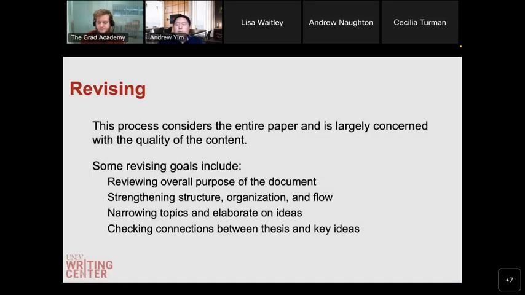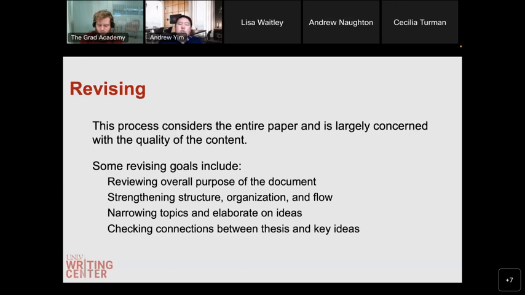So when it comes to revising, we really want to be thinking about the organization and the content of your overall paper. So, for any documents you are working on for this week for the Graduate Writing Bootcamp, you want to first think about what is your overall purpose for your document, right? You might be working on a dissertation, a PowerPoint presentation, or a paper for a graduate class.